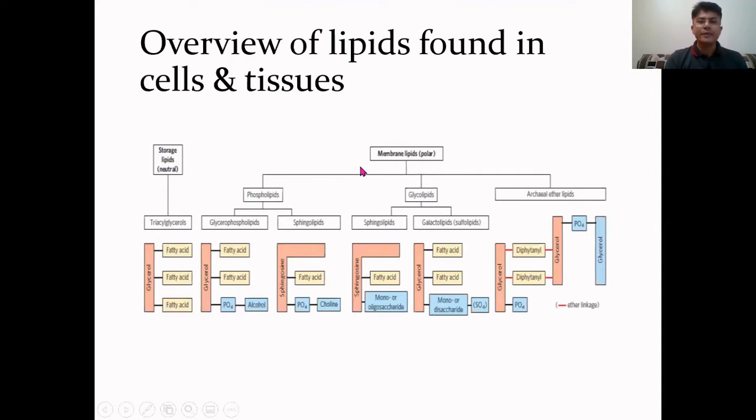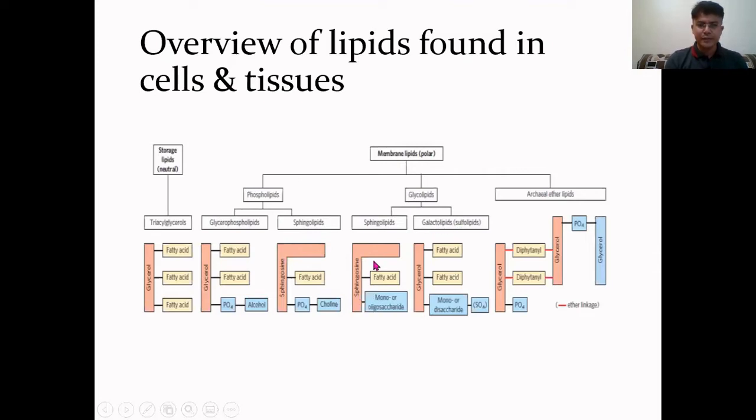In the case of membrane lipids, the phospholipids, glycolipids, and archaeal ether lipids are included. Among the phospholipids, depending on the alcohol that is present, if it is glycerol, it is referred to as glycerophospholipid. If sphingosine is present, it is called sphingolipid. Similarly, in the case of glycolipids, the sphingolipids are there and the galactolipids are there, which can also be in the form of sulfolipids.